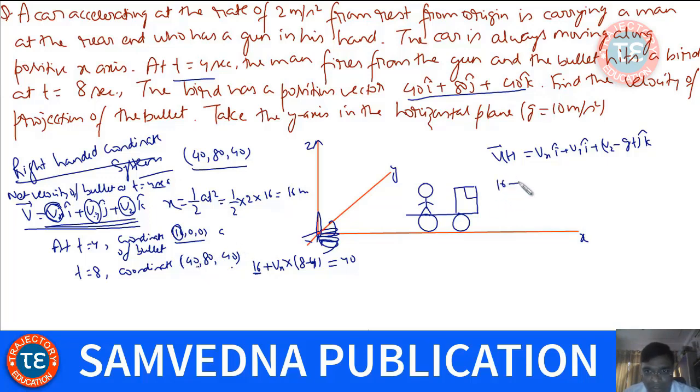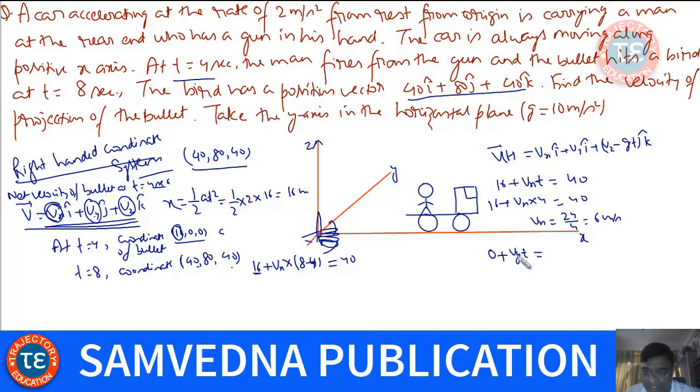So the equation will turn out to be 16 plus Vxt is 40, right? And the time taken by the bullet to reach the target is how much? It started at 4 seconds and hit the target at 8 seconds. We have 4 seconds, so Vx into 4 is 40 minus 16, which is 24. So Vx is 6 meter per second.